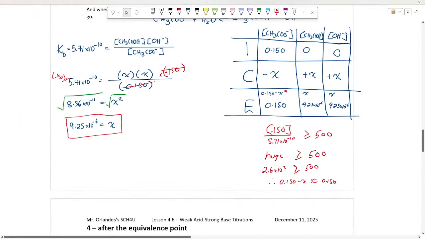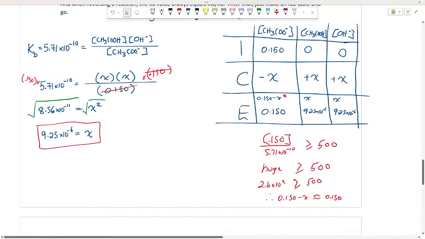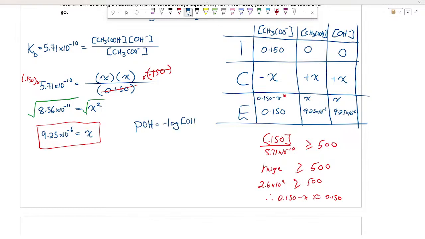And so if we want to find the pH, can we find the pH directly now? No. What can you find directly? Okay, what does pOH equal in this case? The negative log of the concentration of OH minus, which is obviously the negative log of 9.25 times 10 to the negative 6, which gives me what?